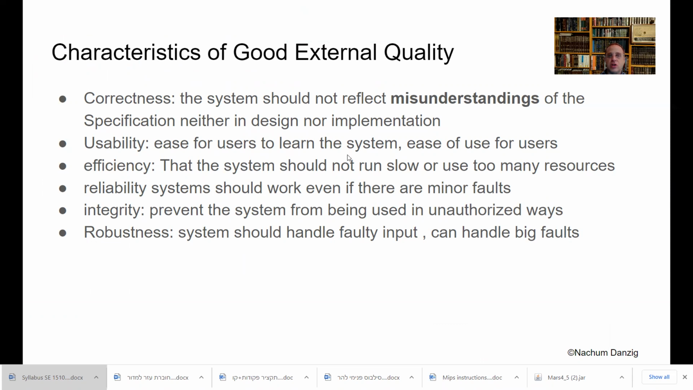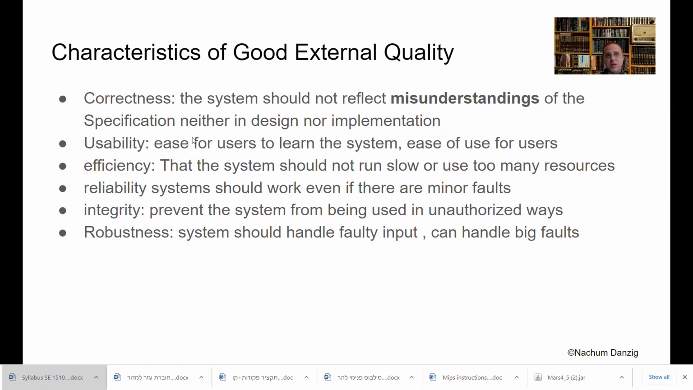Usability: ease for users to learn the system, and ease for users to use it. In other words, it should be easy to use and easy to learn. It shouldn't be that I have to hunt for this button that does what I want, a simple thing to do. It takes me 10 years to find this button, and finally I can do what I want to do.